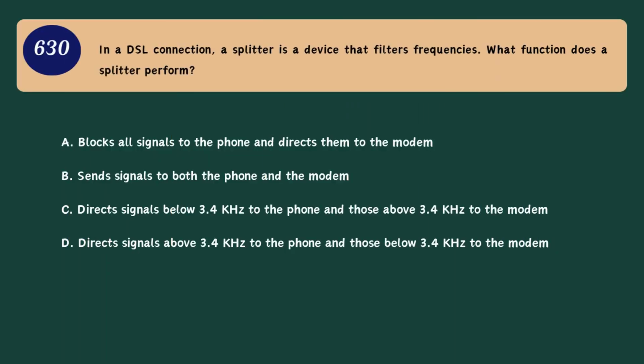Question 630. In a DSL connection, a splitter is a device that filters frequencies. What function does a splitter perform? A. Blocks all signals to the phone and directs them to the modem. B. Sends signals to both the phone and the modem. C. Directs signals below 3.4 kHz to the phone and those above 3.4 kHz to the modem. D. Directs signals above 3.4 kHz to the phone and those below 3.4 kHz to the modem.